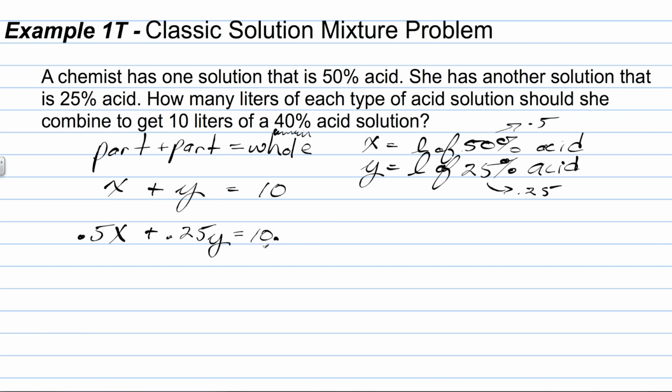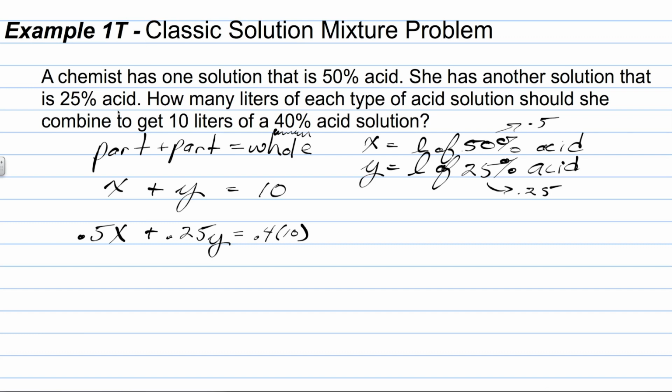Now I'm going to rewrite that a different way. I'm going to switch that around. I'm going to put the percent first, as I have been doing: 40% times how many liters we have. Now these are our two equations that we need to solve. This is our system of equations. This is our one equation, and this is our other equation.